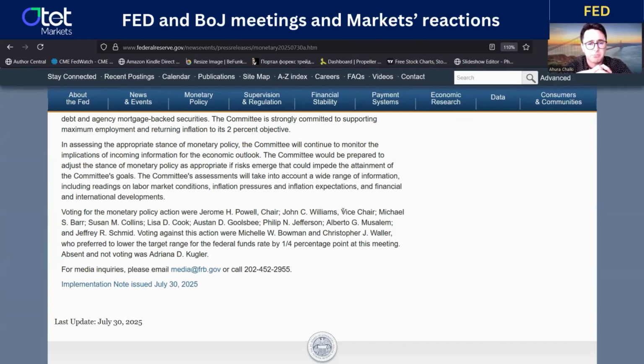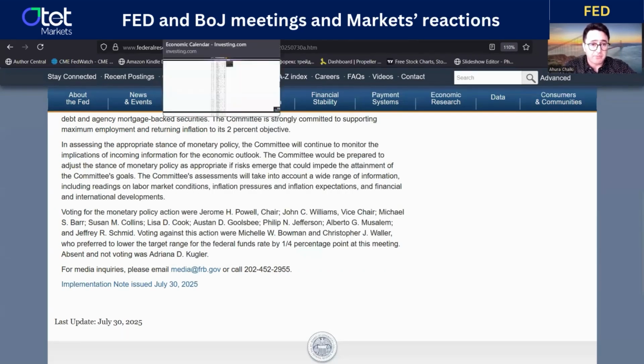Also in yesterday's meeting, Michelle Bowman and Mr. Waller voted for a 25 basis point rate cut, so we shouldn't forget about that also. The other members had a positive view, but they voted for holding the current rate. But Michelle Bowman and Waller voted for a rate cut. That was what happened in the Federal Reserve meeting.